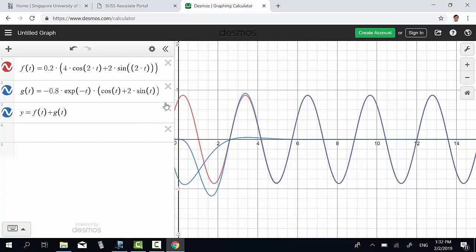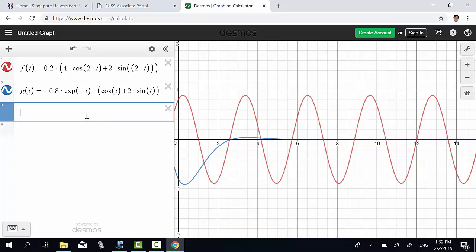You see the final current eventually is the same as the steady state solution. So if I get rid of the final current, you see that the final current and the steady state solution almost match. Go back and see the final current here, y equals f(t) plus g(t) here.